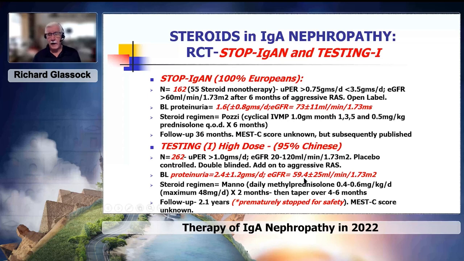Kidney function was significantly reduced in the high-dose steroid therapy. The regimens differed. The follow-up differed largely because the high-dose TESTING trial was prematurely stopped for safety. The MEST-C scores were not known at the time of the study in either case.